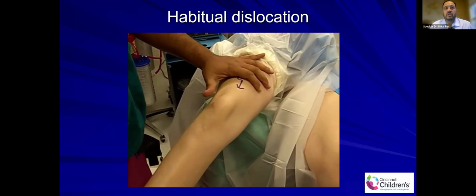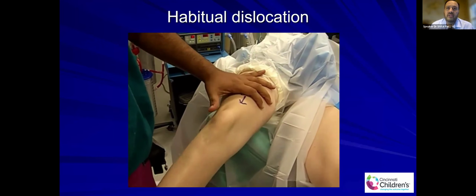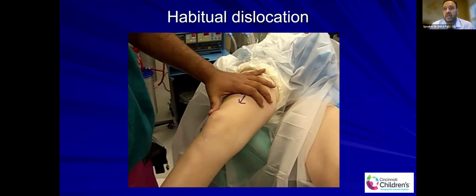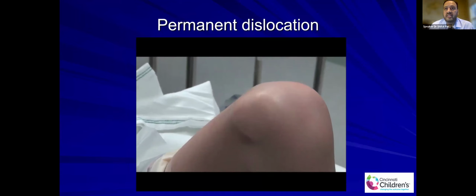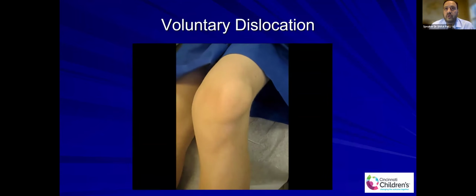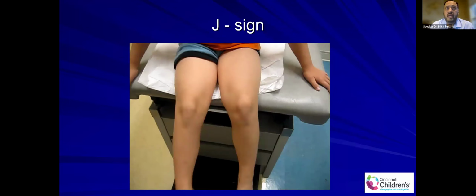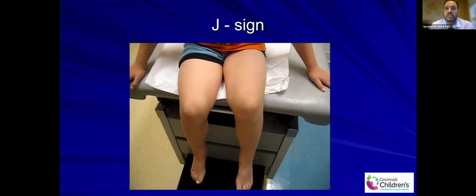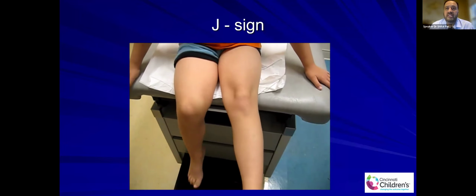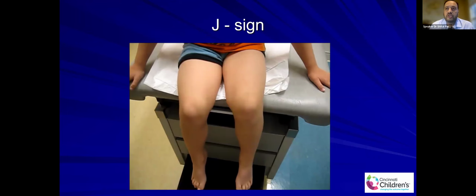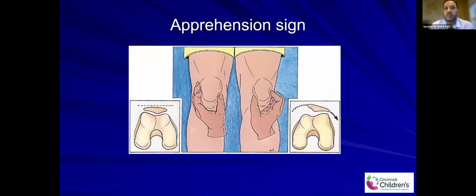There is an entity called habitual dislocation, where the patella dislocates every time the knee gets into flexion. You can also have permanent dislocation, where the patella stays dislocated. You can get voluntary dislocation, where the patella can be dislocated just by contraction of the quads. And you can see this is habitual dislocation in extension, or a J sign. So there are different ways the patella can dislocate. Not all of them would need surgery, but they definitely need a referral to a sports specialist if symptomatic.